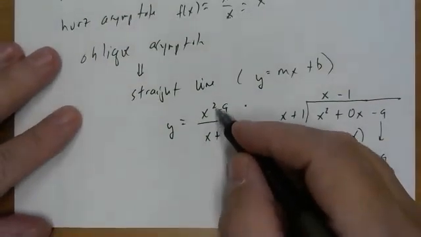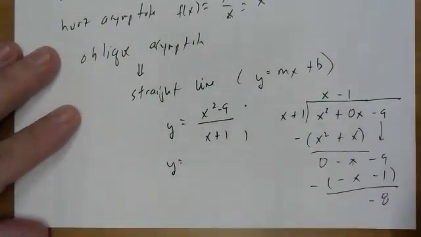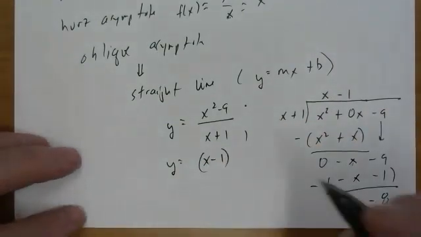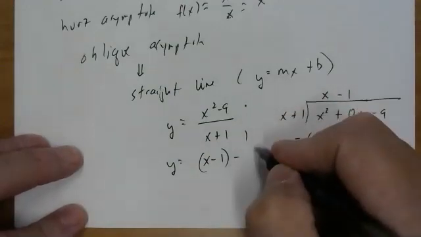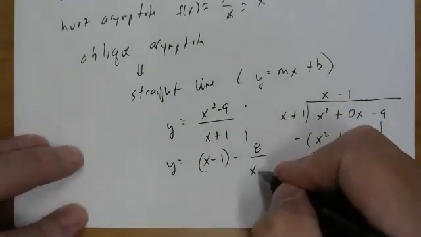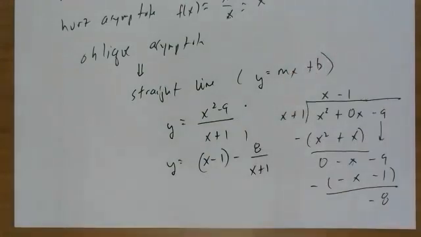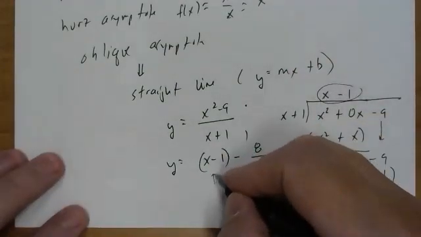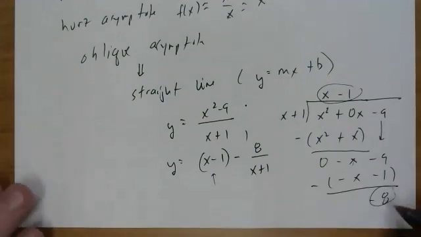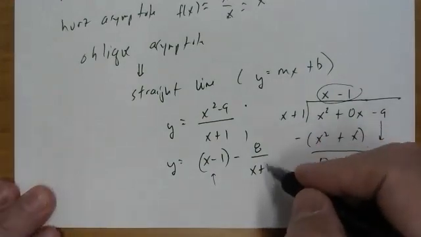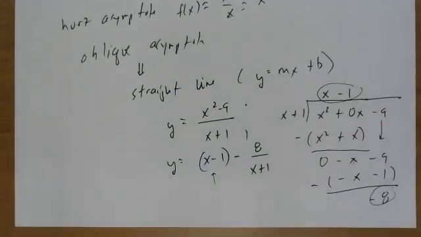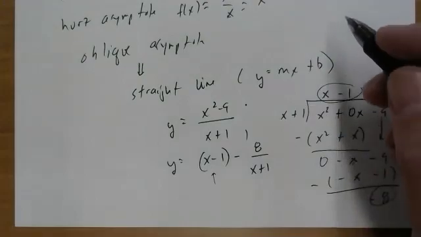Now, if you can believe it, this right here, I could rewrite it as x minus 1 minus 8 over x plus 1. So what you do is you take whatever's in the top here, and that goes here. And this is called the remainder. The remainder goes over, and this becomes my denominator.